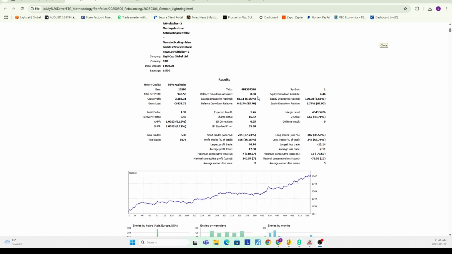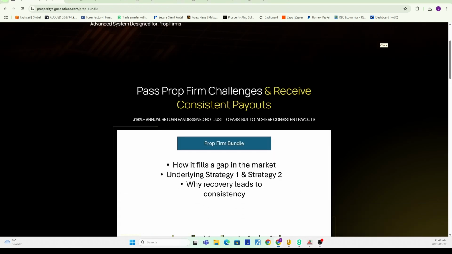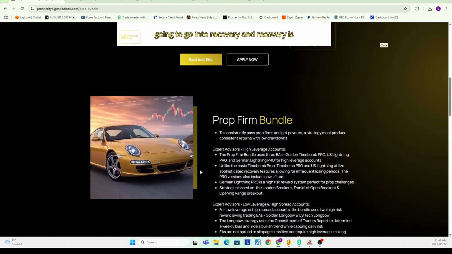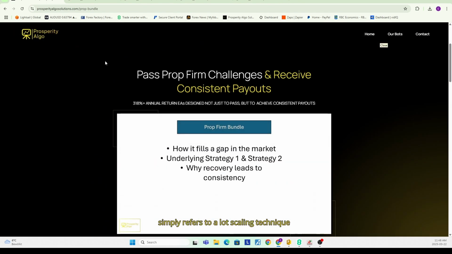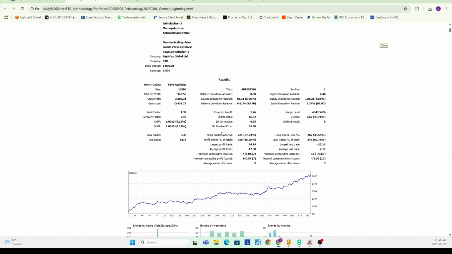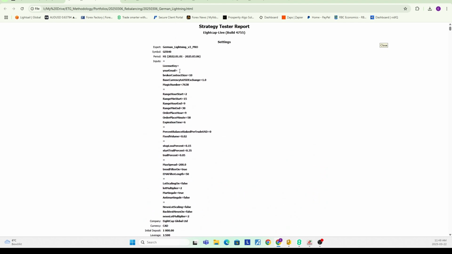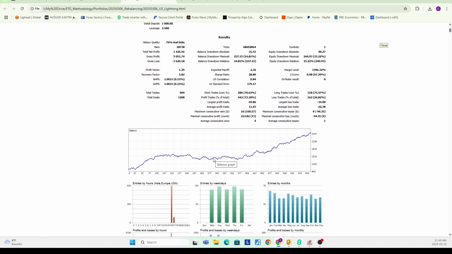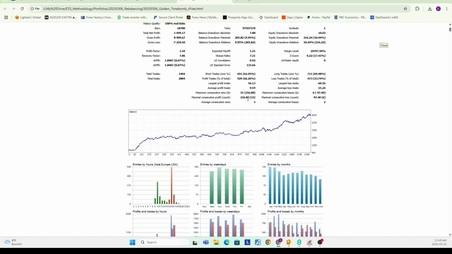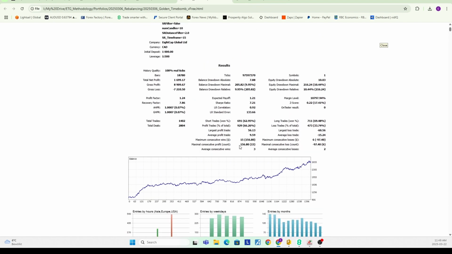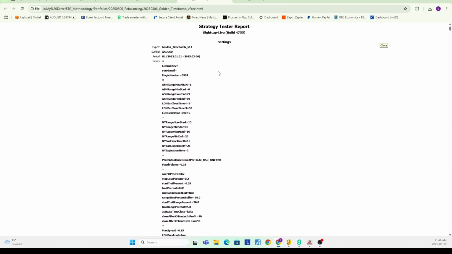So for this example, I want to use our prop firm bundle opening range breakout portfolio. This is a bundle of 3 different expert advisors, one of which trades the opening range breakout on the DAX. That's our German Lightning expert advisor. We're also going to be looking at our US Lightning expert advisor, which trades the opening range breakout on the US 30 or the Dow Jones. And finally, we're going to look at our very famous free expert advisor, the Golden Time Bomb, which trades the opening range breakout and the London breakout on gold.